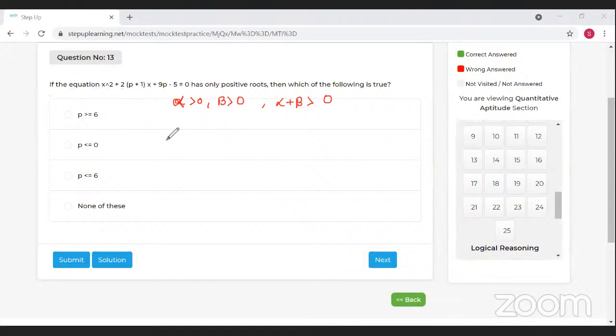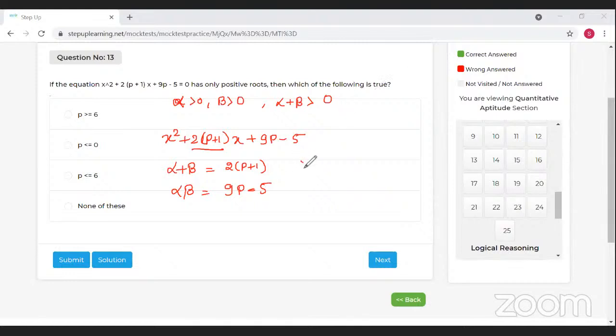If the equation x square plus 2p plus 1 into x plus 9p minus 5 has only positive roots, so alpha plus beta will be what? 2 into p plus 1. And alpha into beta will be equal to what? 9p minus 5.